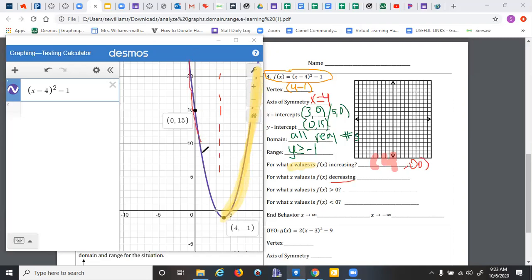All right, where is it decreasing? On the left. So how do I write that one? Negative infinity to 4. Good.